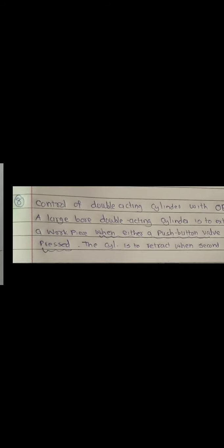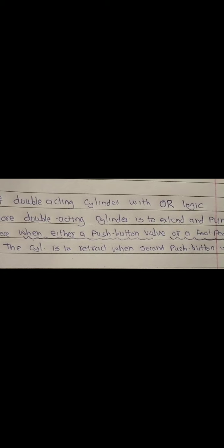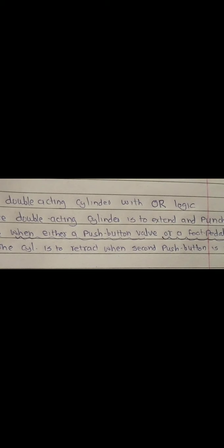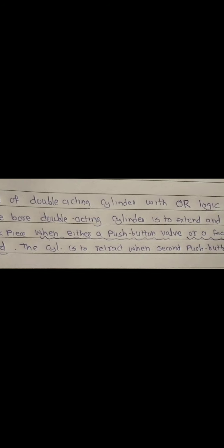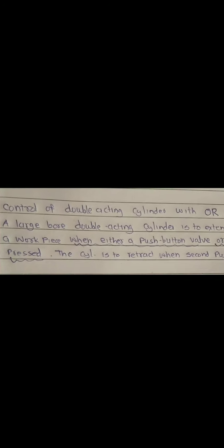The next circuit: control of double acting cylinder with OR logic. A large bore double acting cylinder is to extend and punch a workpiece when either a push button valve or a foot pedal is pressed. The cylinder is to retract when the second push button is pressed. So now we are talking about the logical valve, OR logic. So we are generally using a shuttle valve, right?